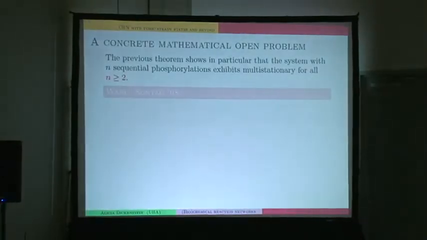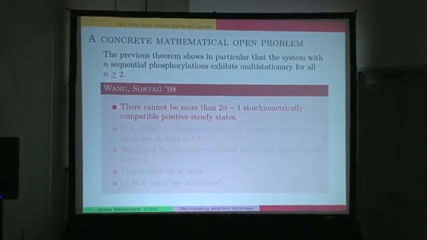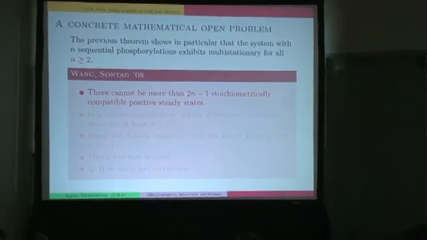So let me just give you a concrete mathematical open problem. If one considers n sequential phosphorylations, I'll show you the system for two of them. There's a very nice paper of Liming Wang and Eduardo Sontag. He was originally from Argentina, left long ago. So they proved that there cannot be more than 2n minus 1 steady states in a stoichiometric compatibility class, meaning one of these translates of the stoichiometric subspace S. And this is already an improvement because the obvious bound is 2n plus 1.